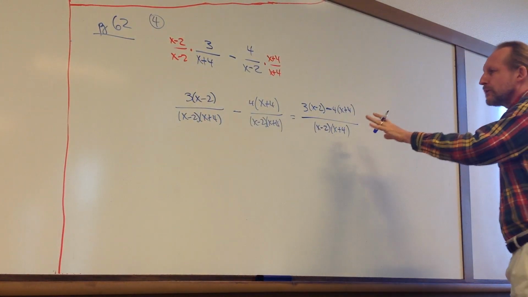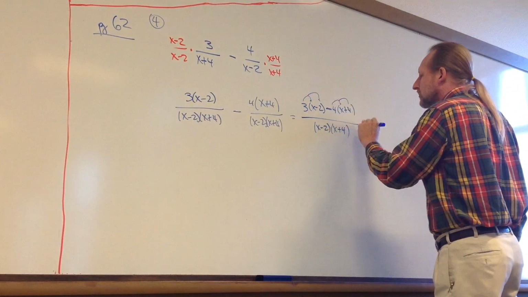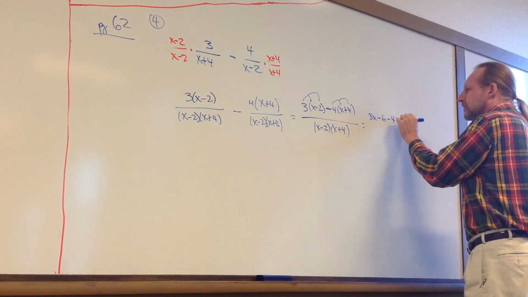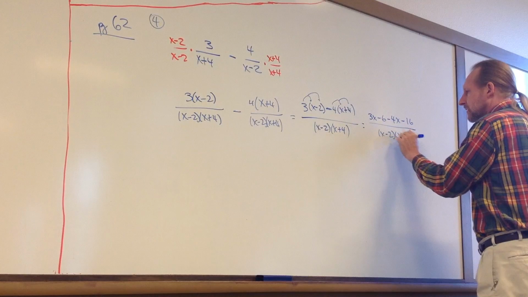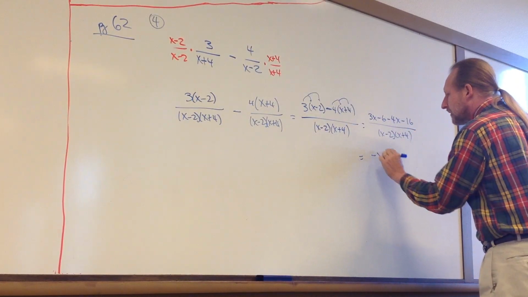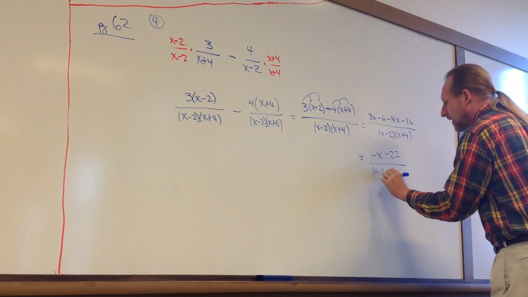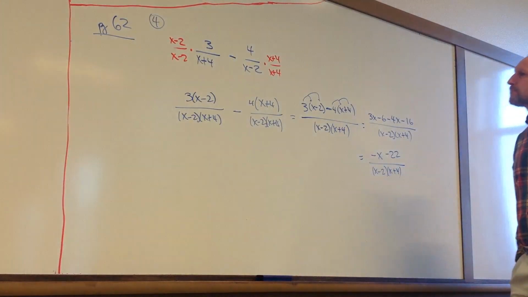What we need to do at this point is distribute and combine like terms. So that'll be 3x minus 6 minus 4x minus 16. This stays the way that it is. And so we end up with negative 1x minus 22 on top, and then x minus 2 times x plus 4 on the bottom.